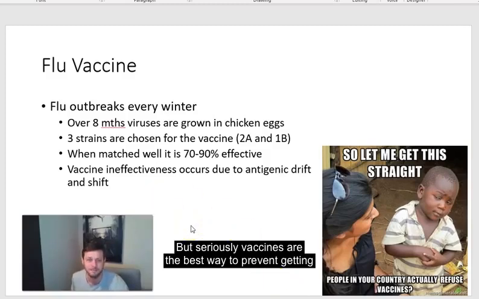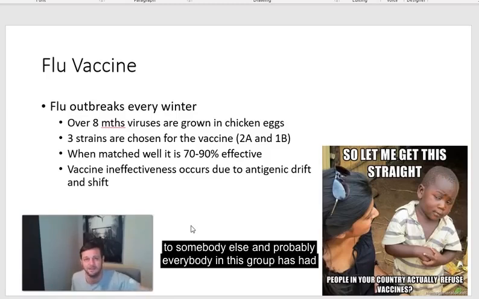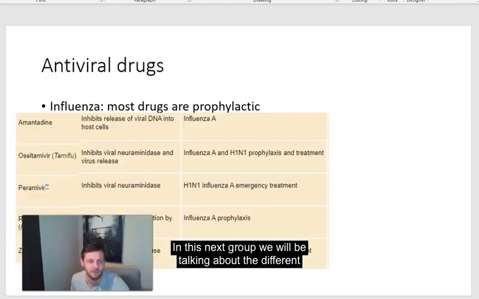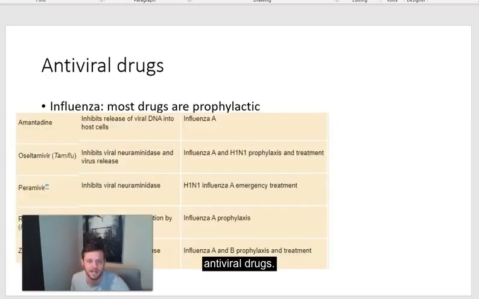But seriously, vaccines are the best way to prevent getting infections. And it's a great way to protect people who can't get the vaccine. So if you get the vaccine, you're not going to be spreading it to somebody else, right? And probably everybody in this group has had one vaccine or another. So if you ever want to talk to me about vaccines, vaccine safety, hit me up. In this next group, we will be talking about the different antiviral drugs.